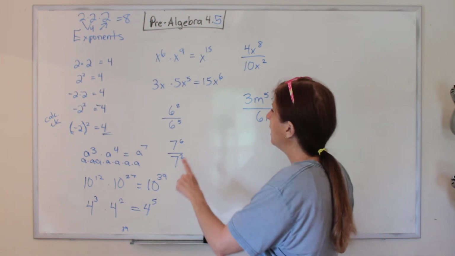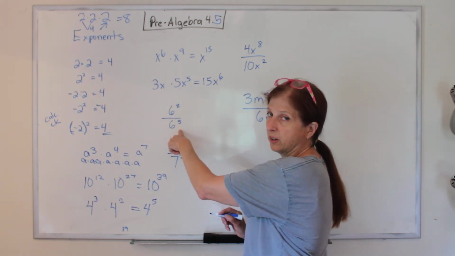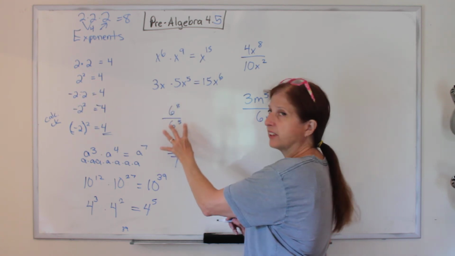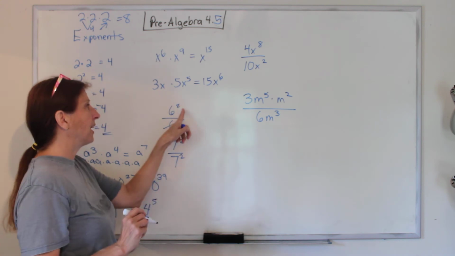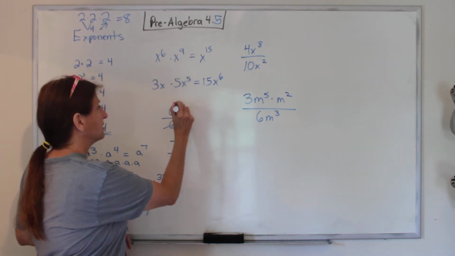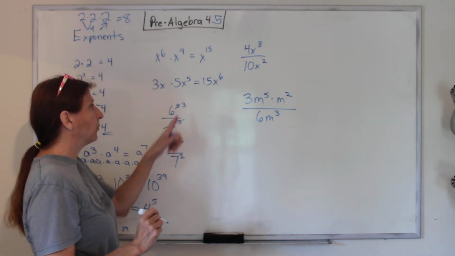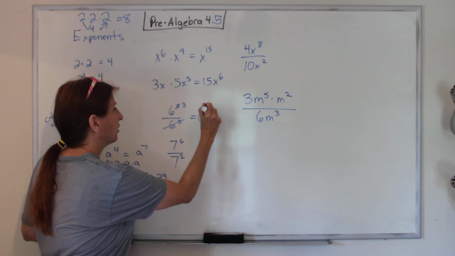Okay, so I have 8 6's on top and 5 on bottom. So 5 of these can cancel out. So these 5 on bottom can mark out 5 of these on top. And that's leaving 3. So the answer is 6 to the third power.